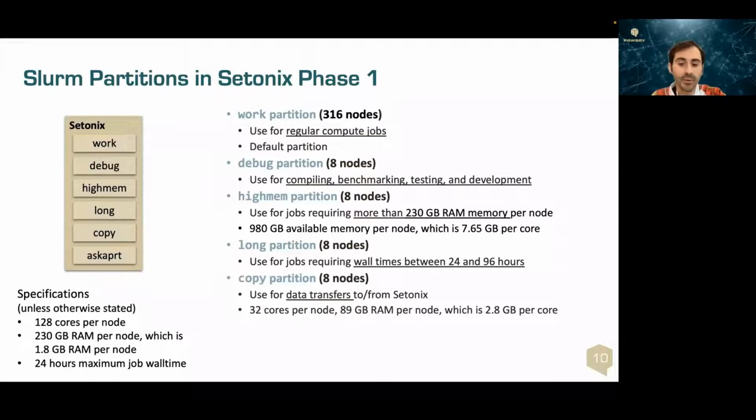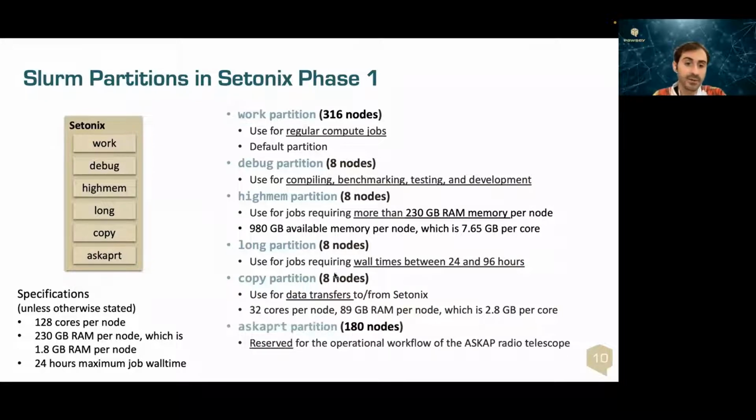And finally, there is the copy partition. It will be 8 nodes when the system is fully deployed. This is the one to be used for data transfers to and from Setonix. So this is basically the data mover nodes that we talked about in a previous module on moving data. And so the key usage here, it's only reserved for transferring data to and from Pawsey, and actually also within the different Pawsey storage infrastructures.